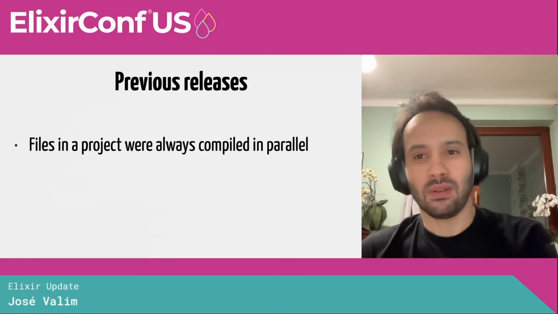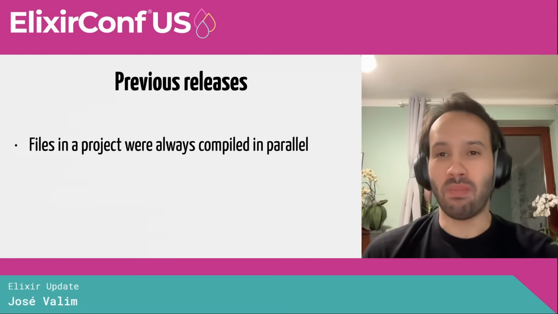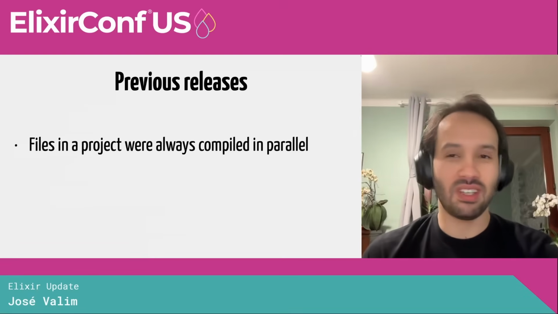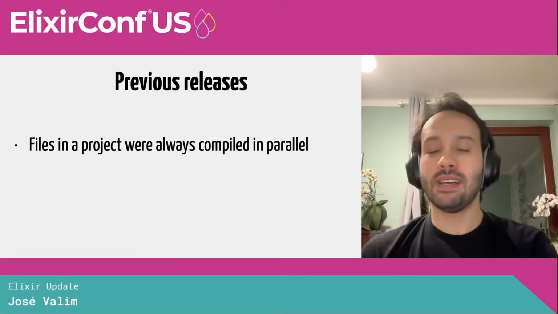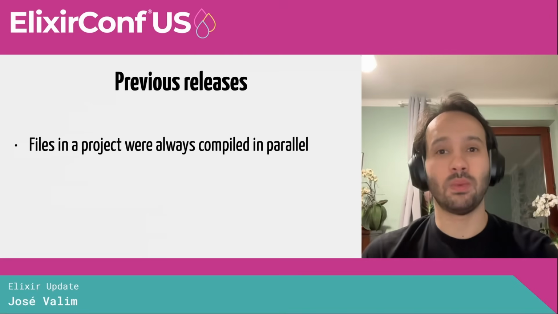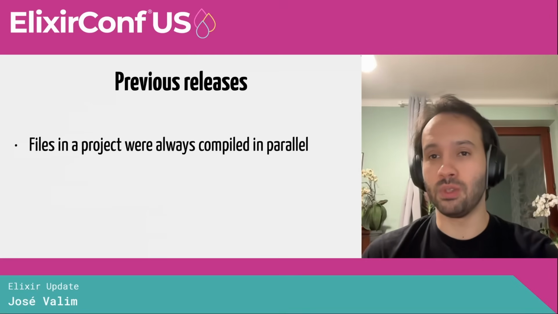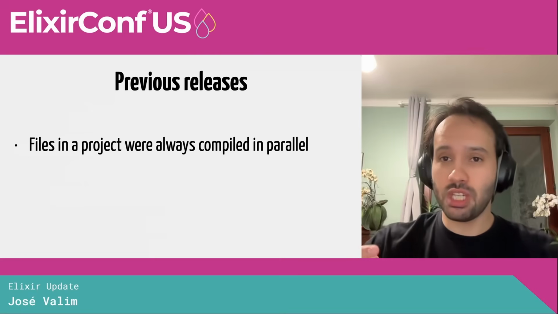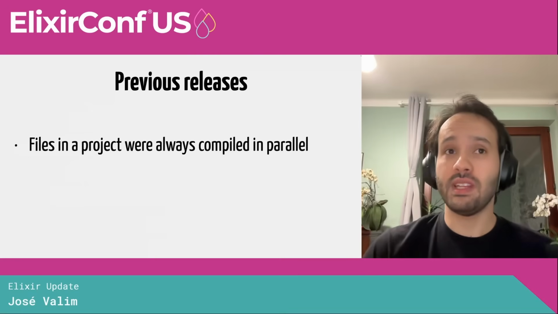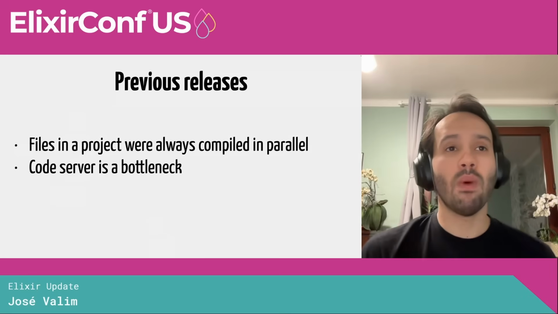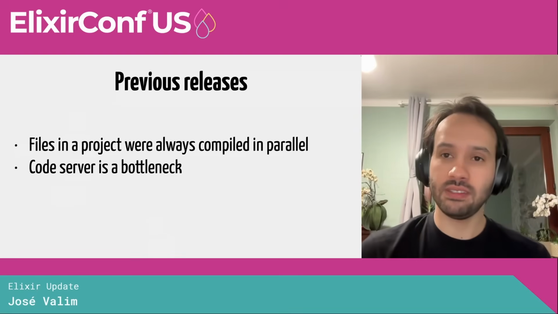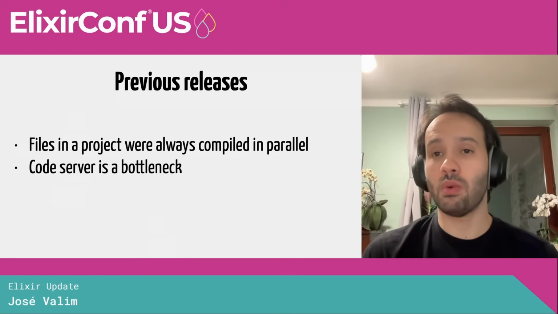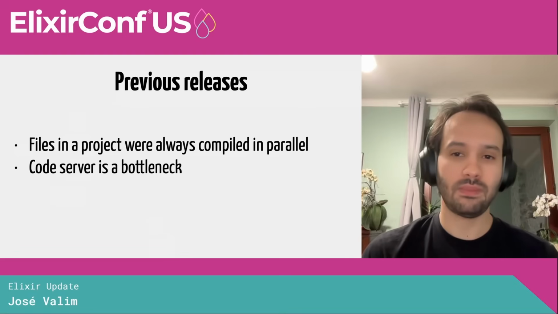Ideally, when you're compiling an Elixir project, you should see 100% CPU usage. But that's not what happens because, especially when you have large machines with a lot of cores, some bottlenecks start to show up. And one bottleneck that we have is the code server. It's a process in Erlang that is responsible for loading code.